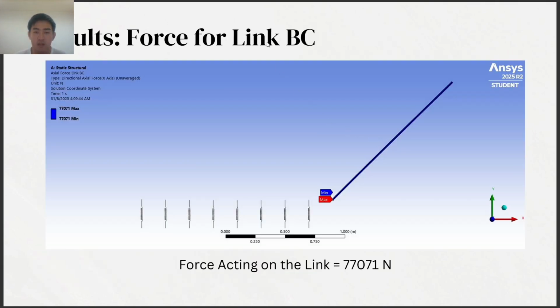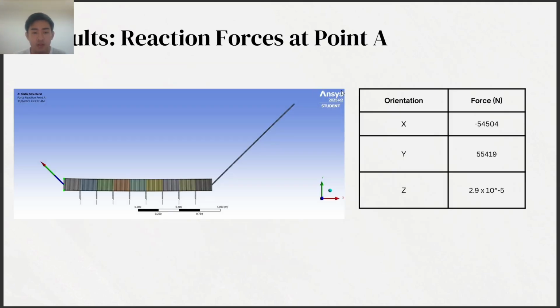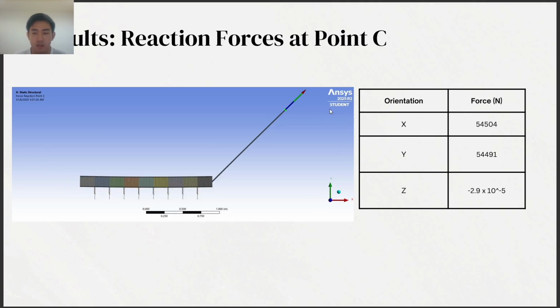The forces for link BC are determined using the axial force, and it is noted that the force acting on this point itself is about 77,000 Newton. The reaction forces at point A are separated into 3 orientations, and the values are listed here on the right. This is also the same for the reaction forces at point C, where there are 3 orientations and the values are listed on the right.